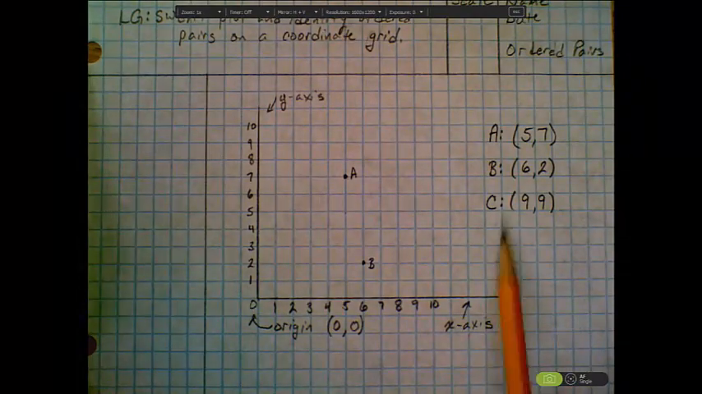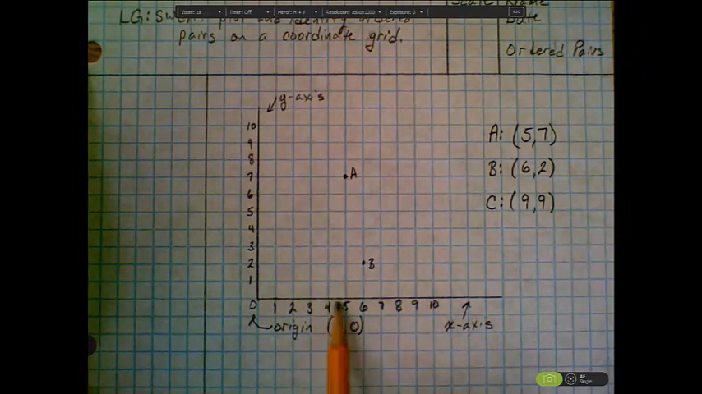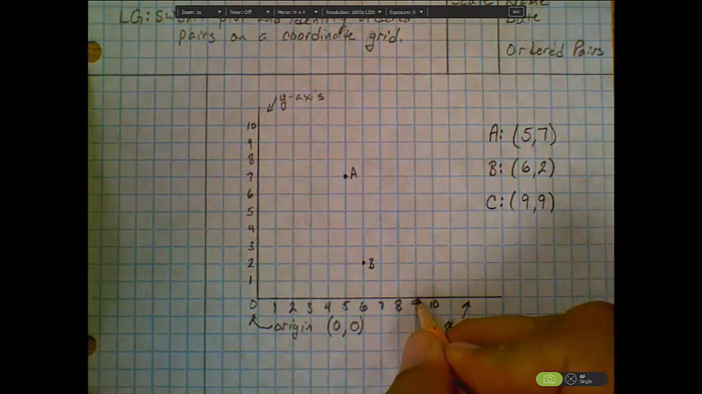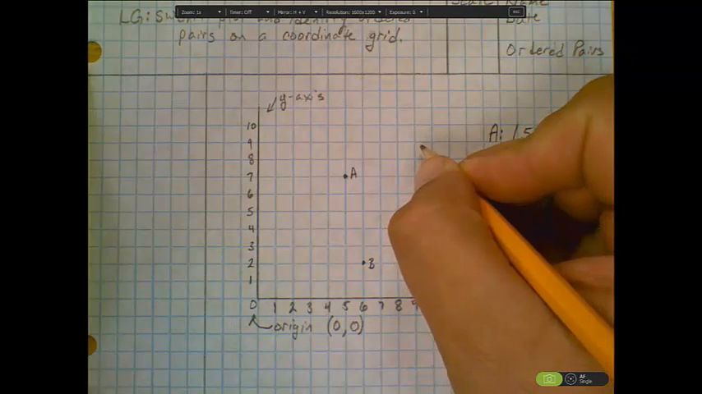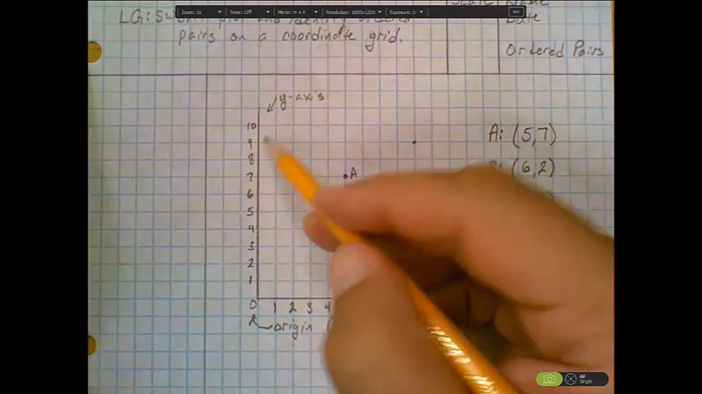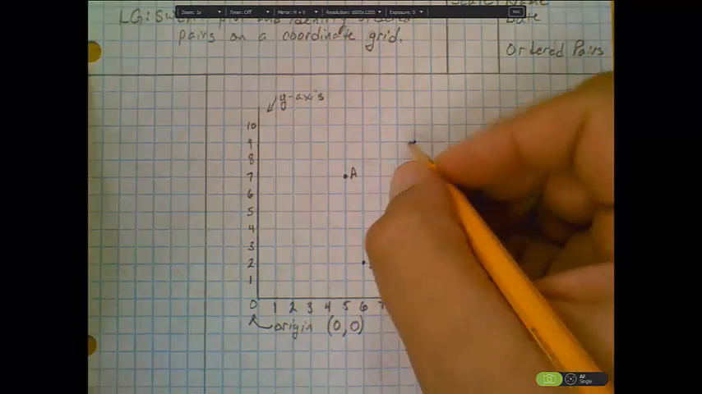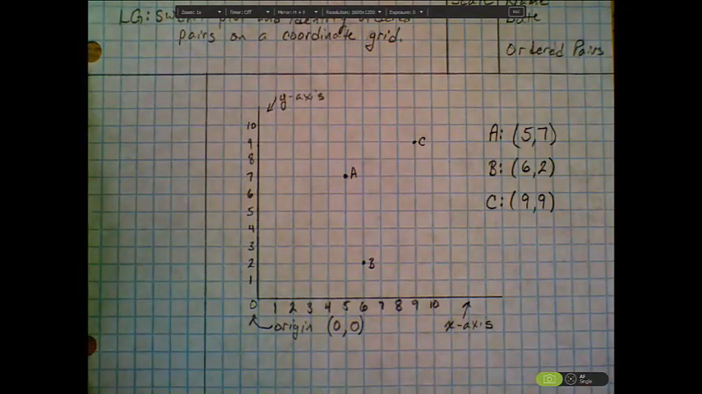Our third sample problem is point C, and it's located at 9, 9. So we're going to run all the way down to the 9, and then we're going to jump up all the way to the other 9 and plot the point at 9, 9. And again, this is point C, and so we're going to label it with a capital C.